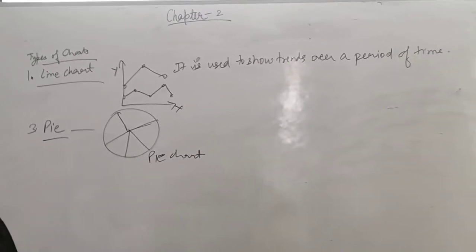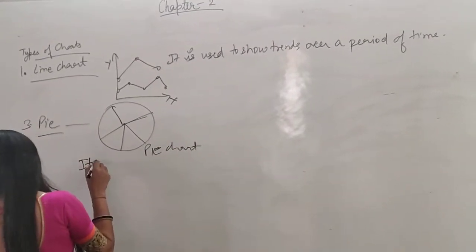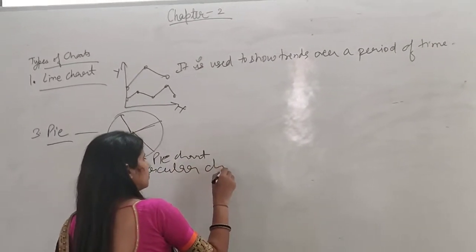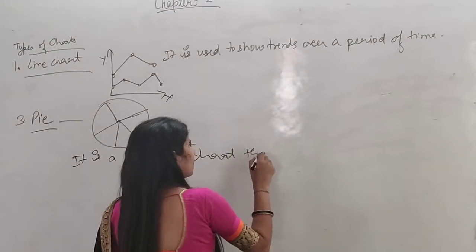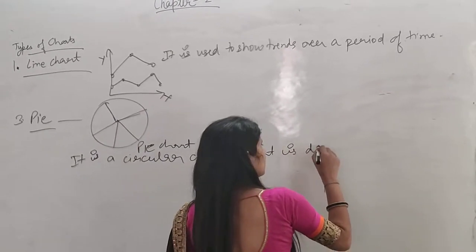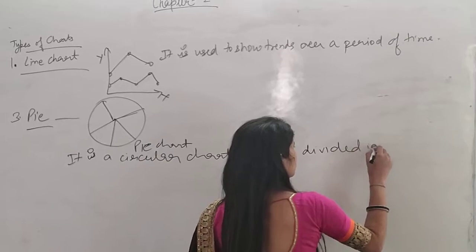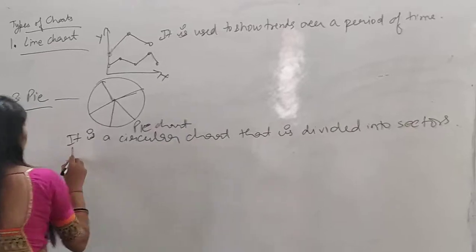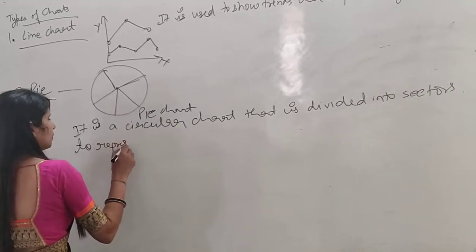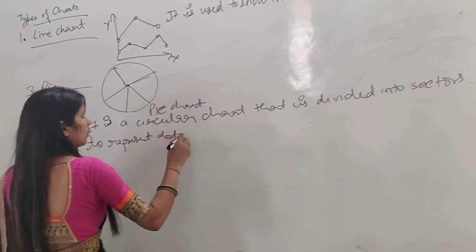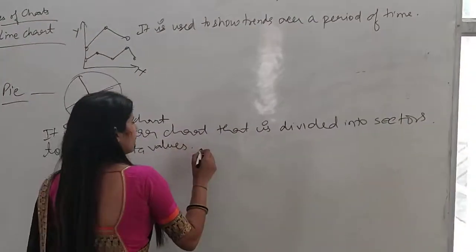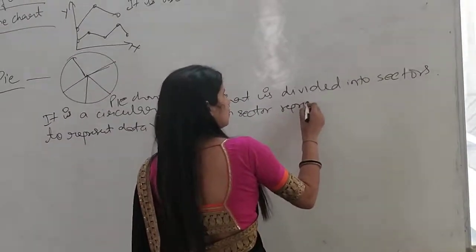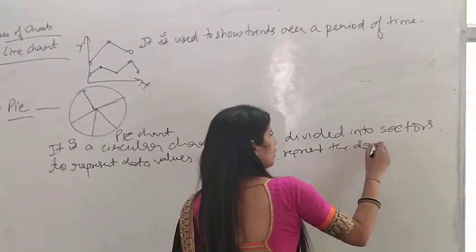In language, what you can write: it is a circular chart that is divided into sectors to represent data values, and each sector represents the data values.